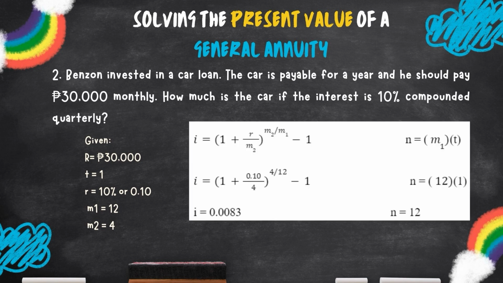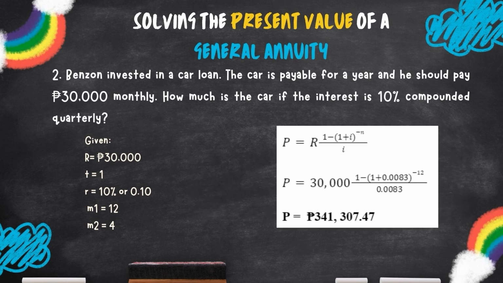After this, let's get the I and the N. So for the I, it's going to be 1 plus 0.10 over 4 raised to the power of 4 over 12 minus 1. And that's going to result to 0.0083. While for the N, we have 12 times 1 and that is 12.